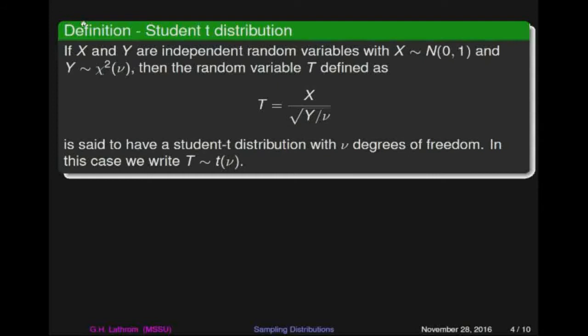If x and y are independent random variables, where x is distributed standard normal, and y is distributed as a chi-squared distribution with nu degrees of freedom, then we define a new random variable T, where T is x divided by the square root of y over nu. Then this random variable T is said to have a student t distribution with nu degrees of freedom. And of course we'll denote that with a capital T tilde t with a little nu indicating the number of degrees of freedom.